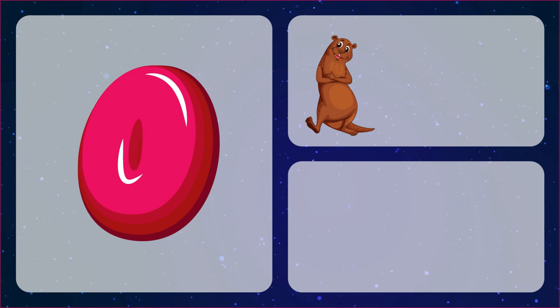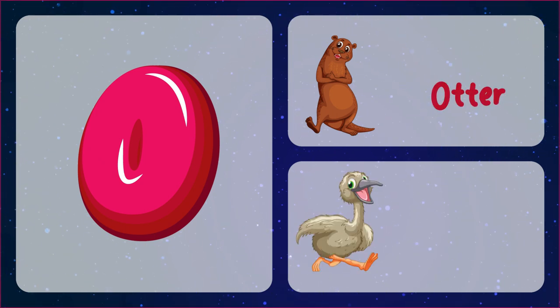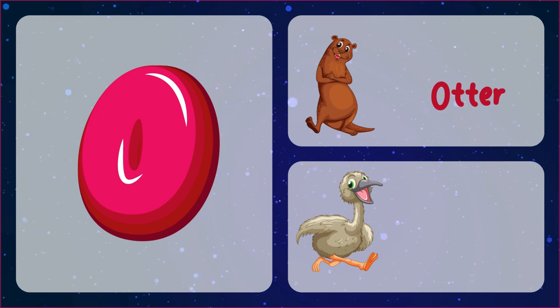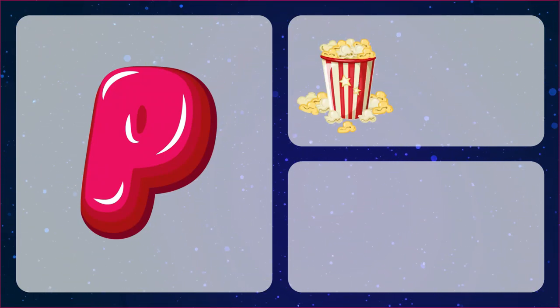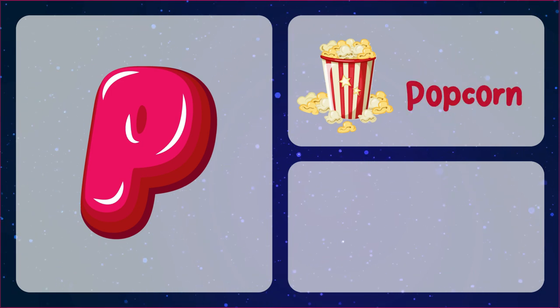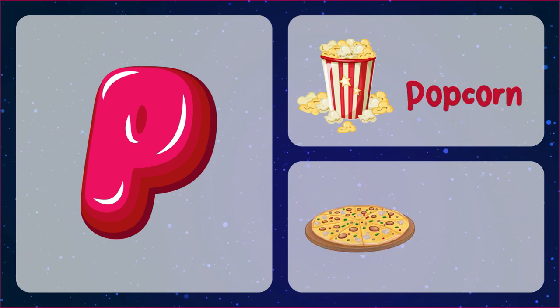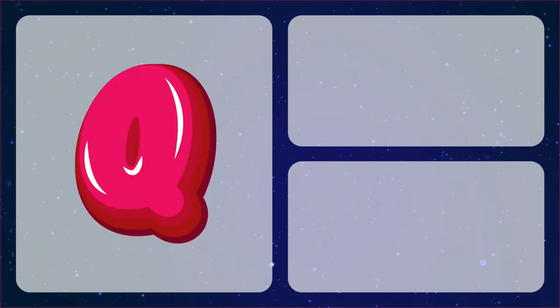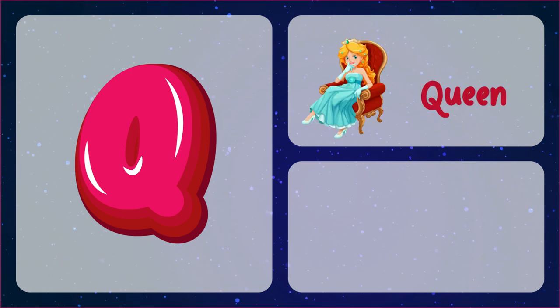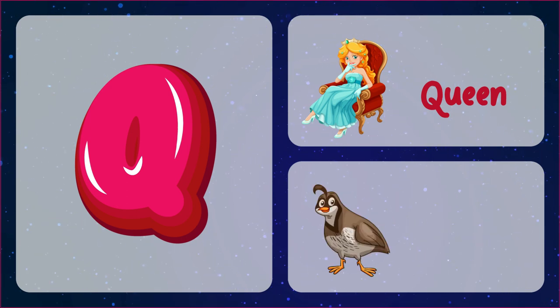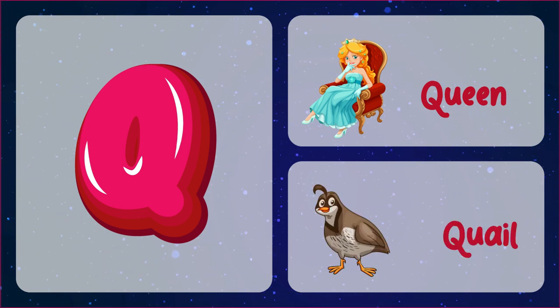O is for otter. Ostrich. P is for popcorn. Pizza. Q is for queen. Quail.